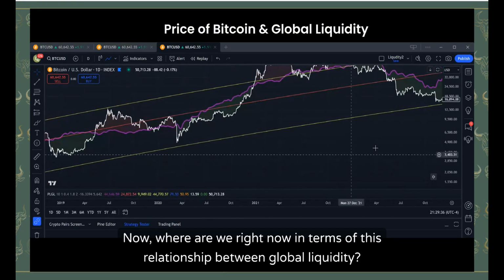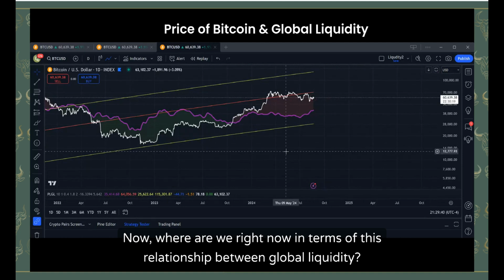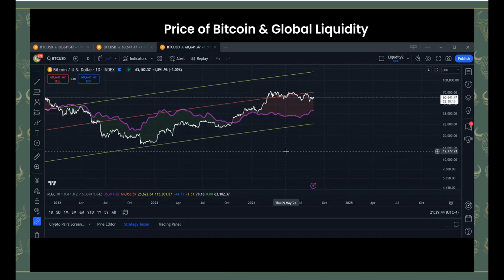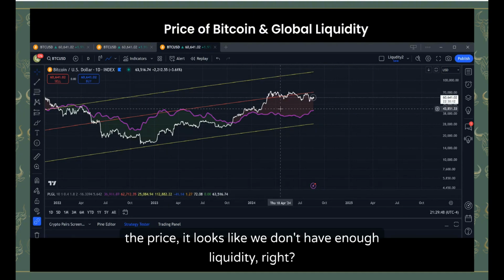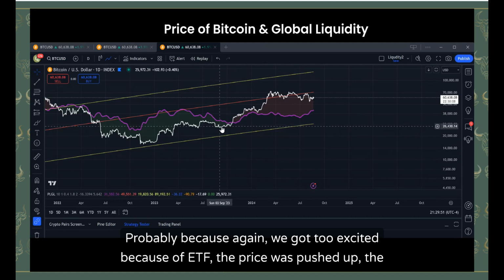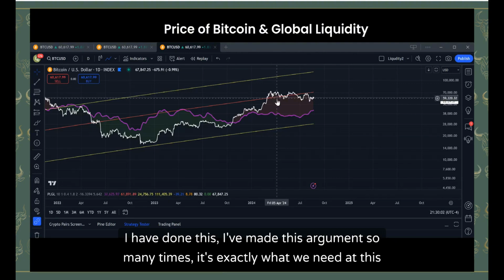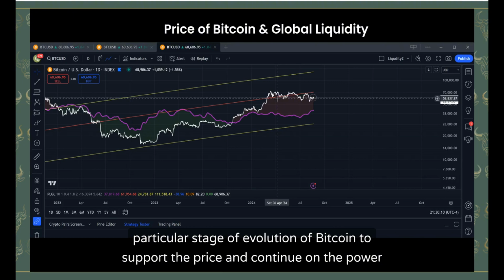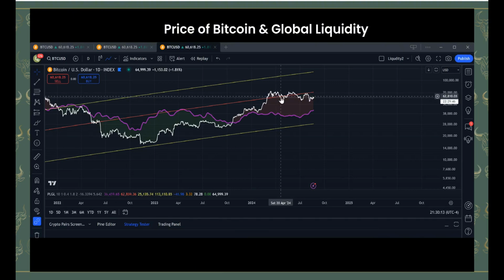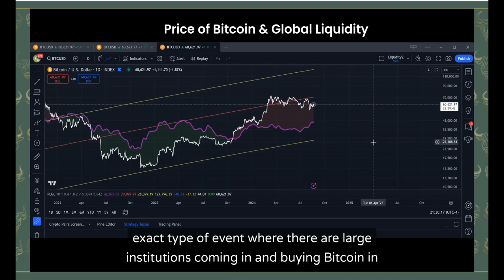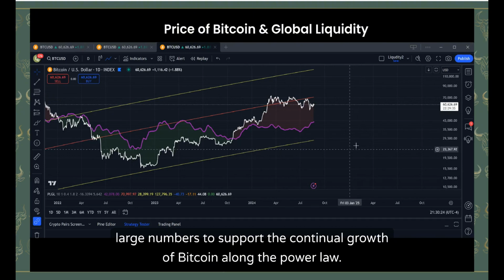Where are we right now in terms of this relationship between global liquidity and the price? It looks like we don't have enough liquidity, right? Probably because, again, we got too excited because of ETF. The price was pushed up. The ETF do not represent anything extraordinary. I've made this argument so many times. It's exactly what we need at this particular stage of evolution of Bitcoin to support the price, and it continued on the power law. We need this exact type of event where there are large institutions coming in and buying Bitcoin in large numbers to support the continual growth of Bitcoin along the power law.